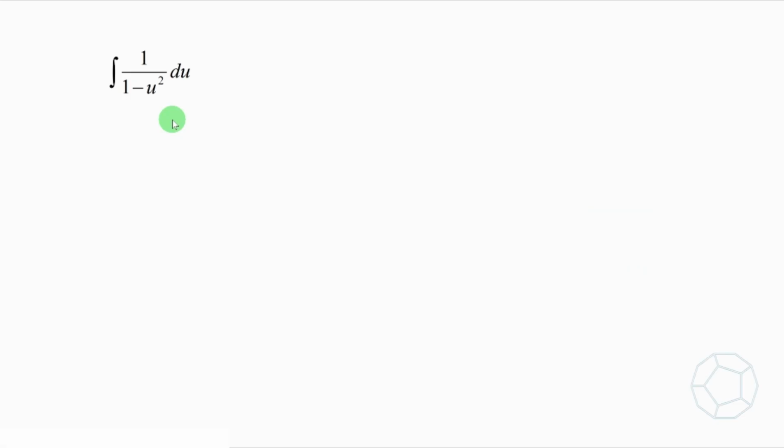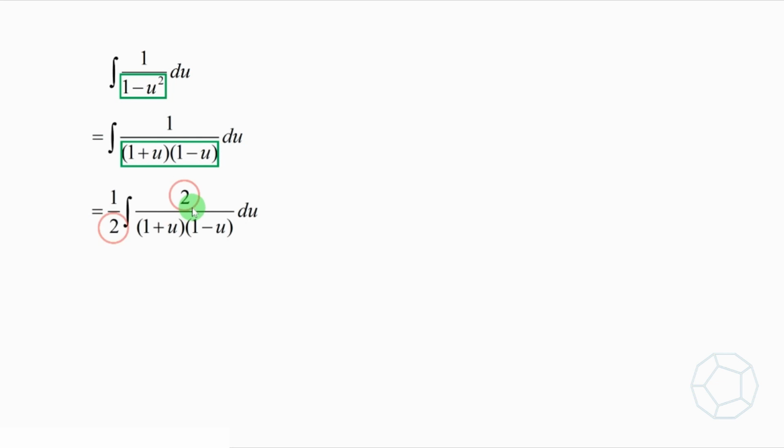We need an important result for the other 3 forms. That's integrate 1 over 1 minus u squared du. It will be used frequently. First of all, the denominator is the difference of 2 squares. We can factorize it into bracket 1 plus u times bracket 1 minus u. Then we multiply 2 and divide 2 at the same time. It helps us split the integral into 2. Yes, it's the partial fractions.